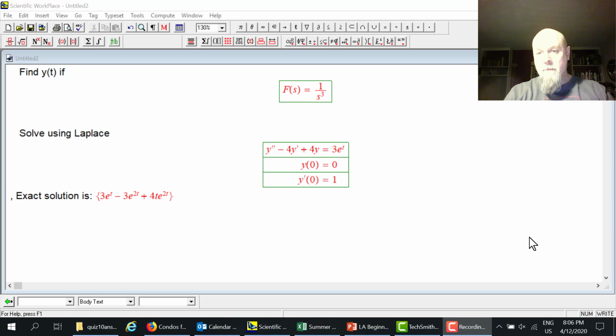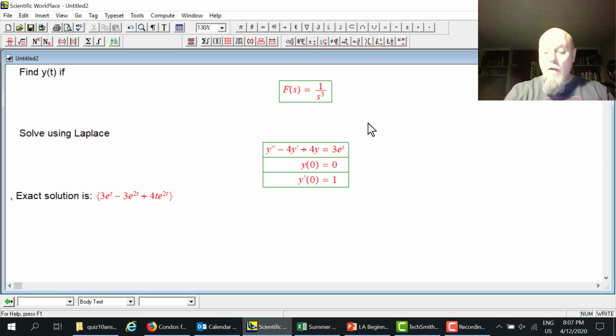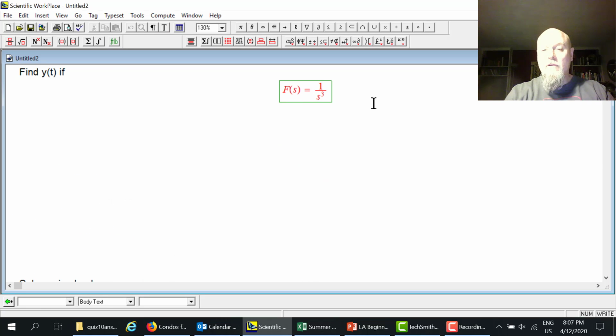So quiz tomorrow. I just want to do a couple of examples so you guys will be prepped for what's going to happen. Here's one. I want to take the inverse transform. So I want to find y of t, a function of time, if F of s, the transform, is 1 over s cubed. Okay.